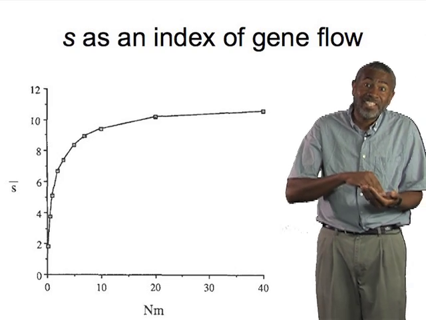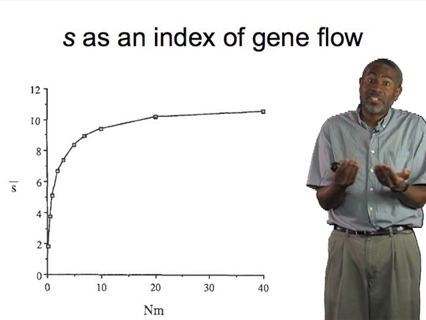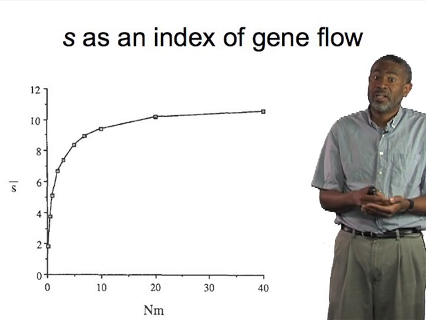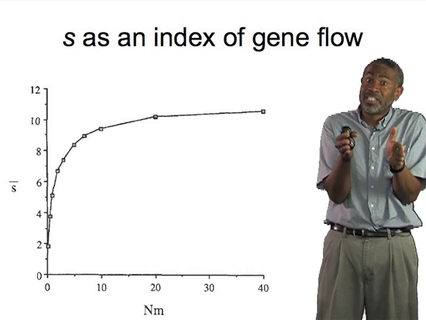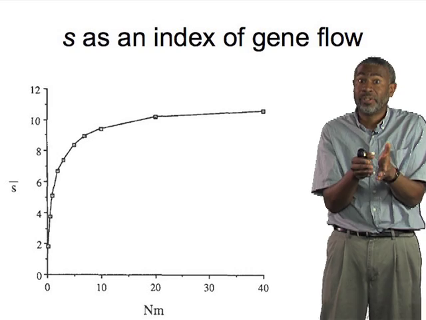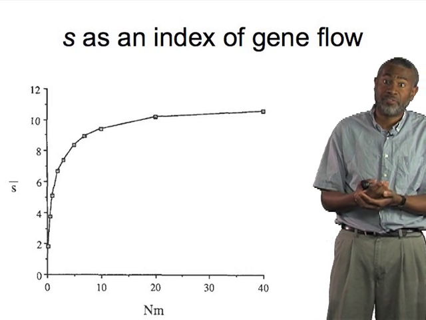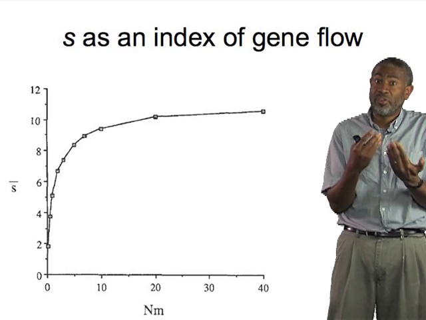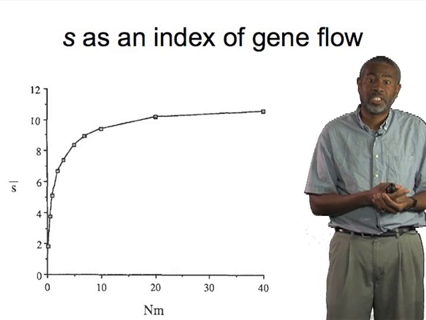You can see as S increases, our estimate of gene flow, NM, also increases. Although it gets challenging to distinguish moderate levels of gene flow, where NM is about 20, from very high levels of gene flow, where NM is, say, 40. It's very tough to tell the difference between those two with population genetic data.